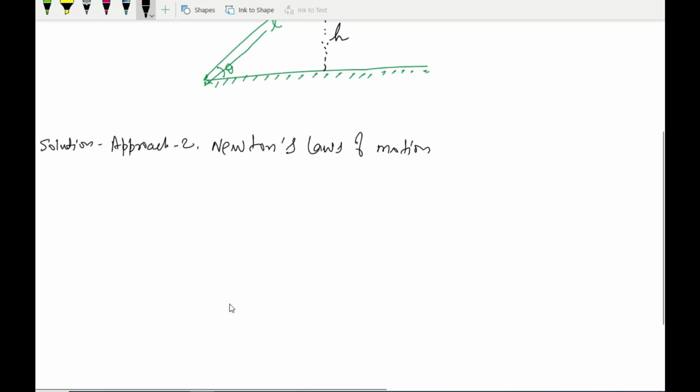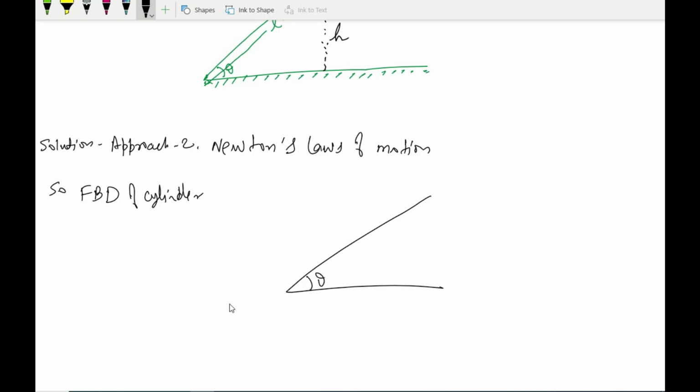So what do you do if you try to solve a problem using Newton's laws of motion? First thing you do is draw a free body diagram, the free body diagram of the cylinder. Let's draw this. This is an inclined plane making an angle theta, and this is the cylinder with some radius, let's say.